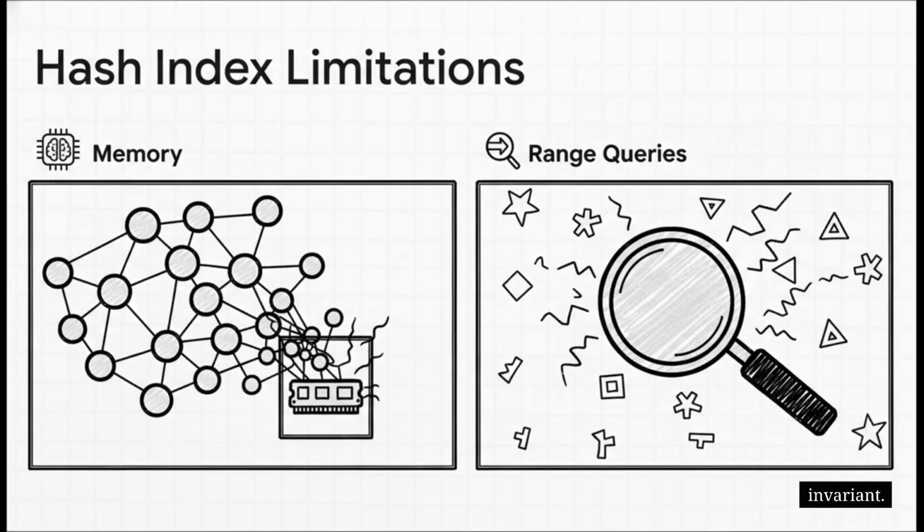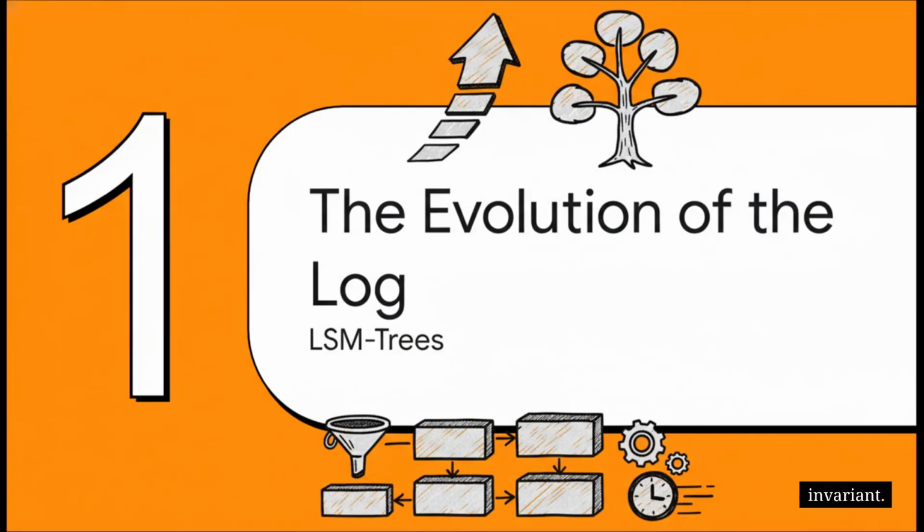But this simple approach has a couple of big problems. First, that entire hash map, every single key, has to fit in your computer's RAM. If you have billions and billions of keys, well, you're gonna run out of memory. And second, it's useless for range queries. You can't ask for all the keys between A and B, because the keys are all jumbled up in the hash map. You'd have to look up every key one by one. So, how can we keep our super fast sequential writes, but get around these limitations?